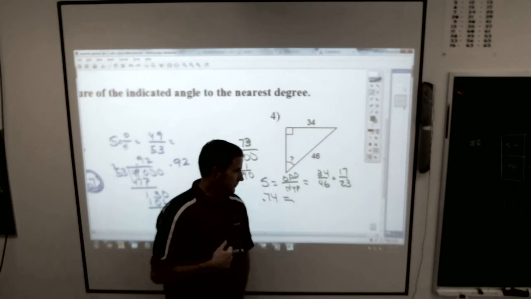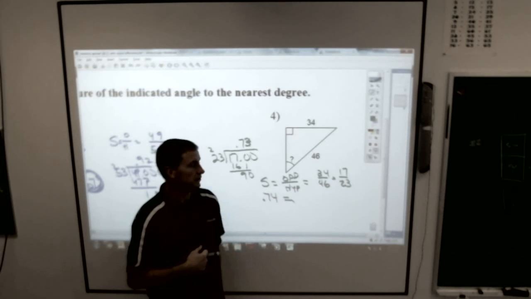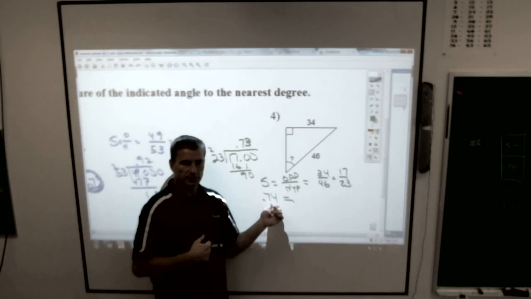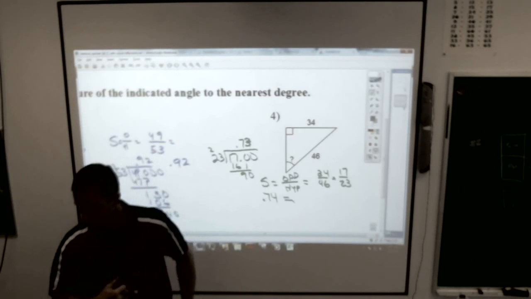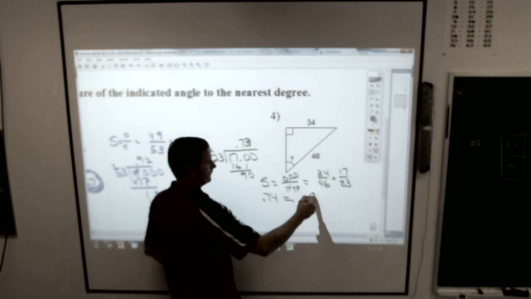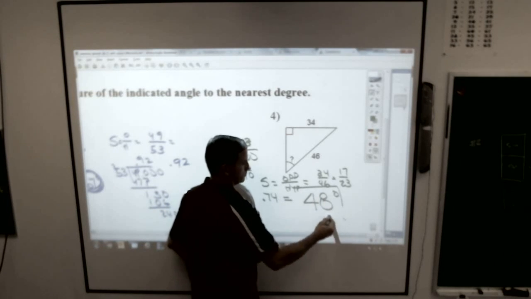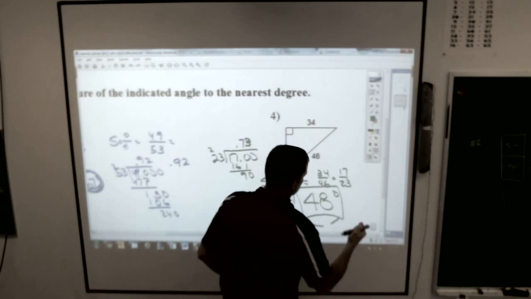It is my hope that you came up with sine, opposite over hypotenuse, 34/46, reduces to 17/23. Did the division, came up with 0.74. Think of that table. Which is, Elijah? 48 degrees. Yep. 48. Yay. This is good.